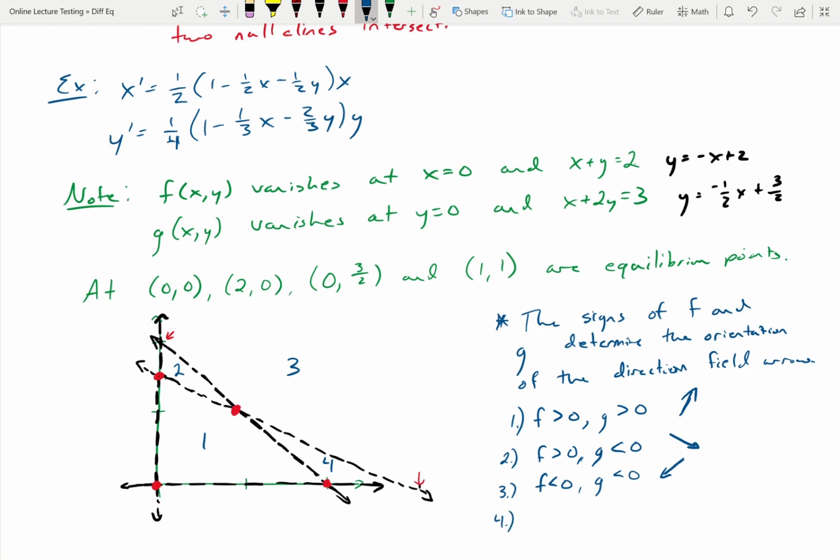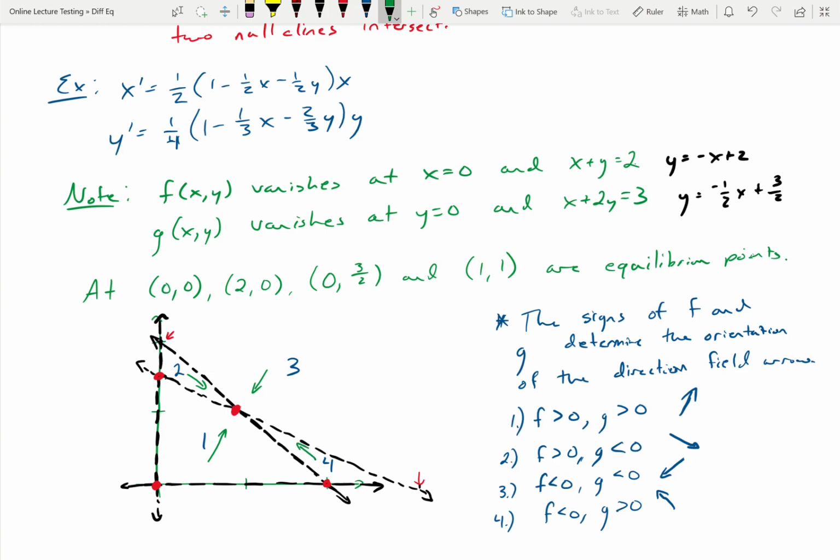And in quadrant 4, F is less than 0, and G is greater than 0. So these are going to be going up and to the left. So if we were to draw, just to get a basic idea of what these graphs are pointing at, this is going to be pointing up in that quadrant. In quadrant 3, these are going to be pointing down. In quadrant 2, these are going to be pointing down to the right. And in quadrant 4, these are going to be going up and to the right.